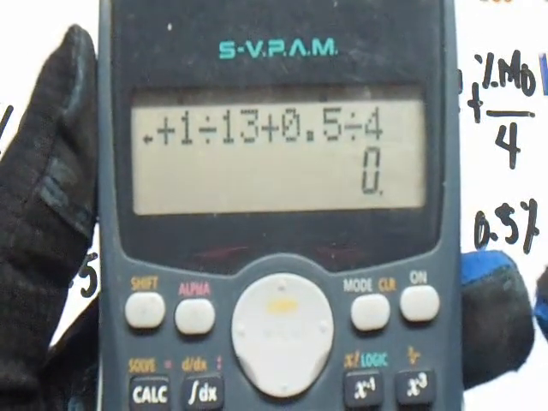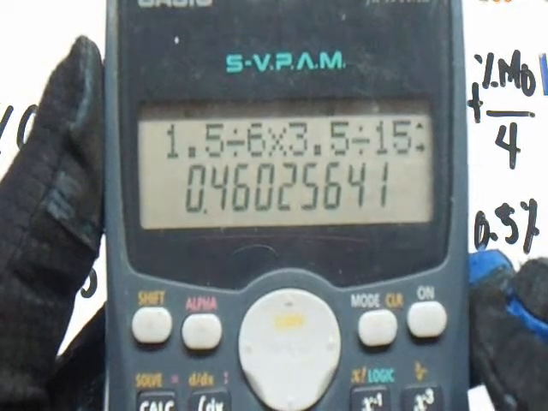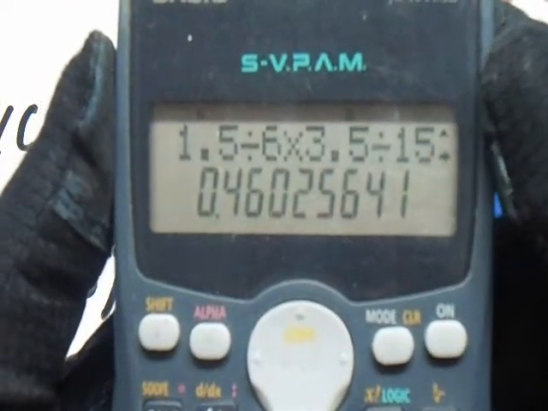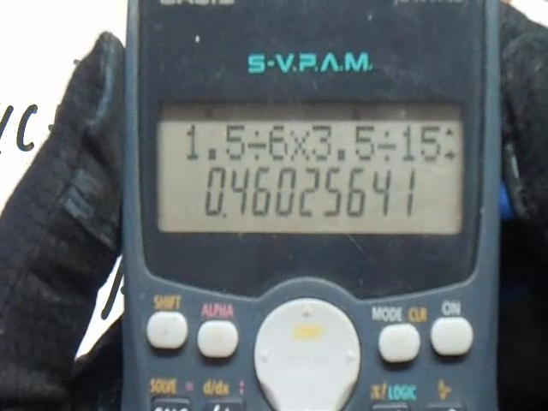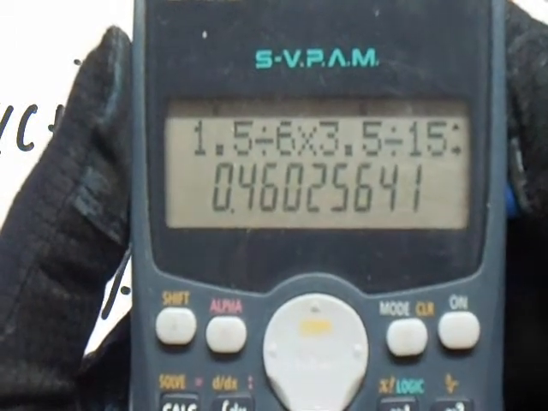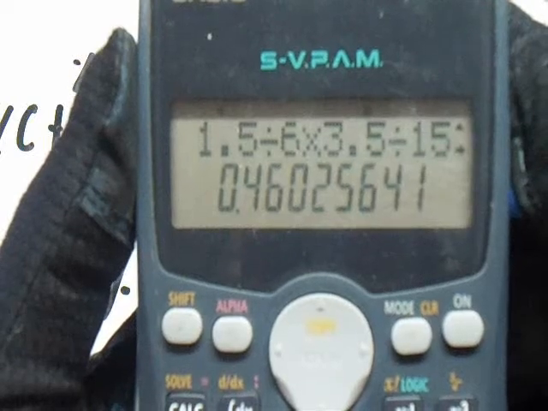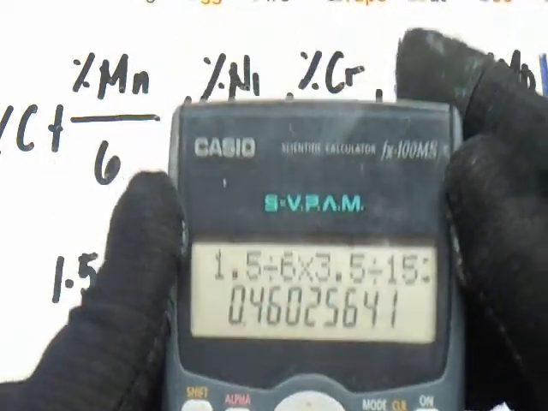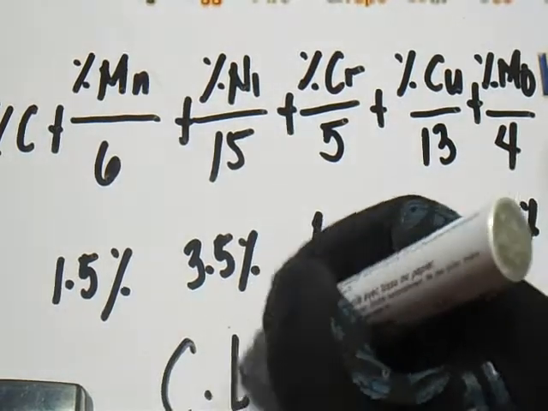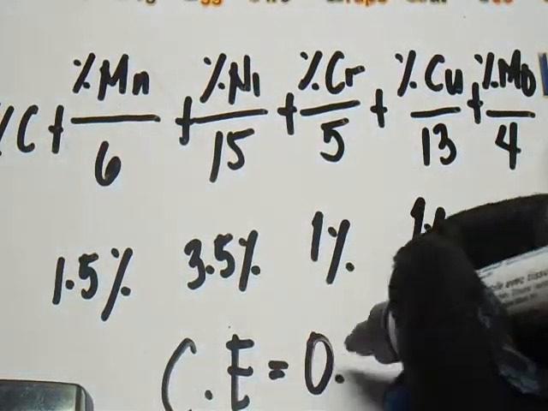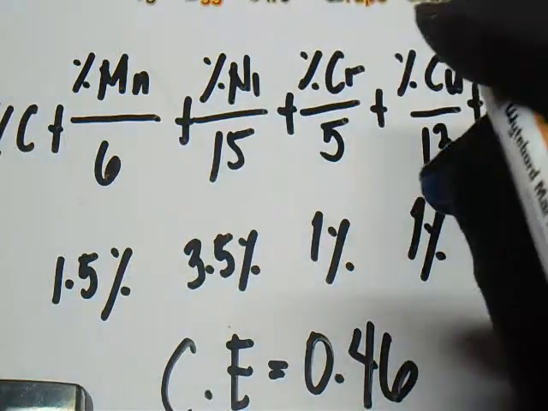So, equals 0.46. So our carbon equivalent is 0.46. Okay, this is our answer for percent of carbon.